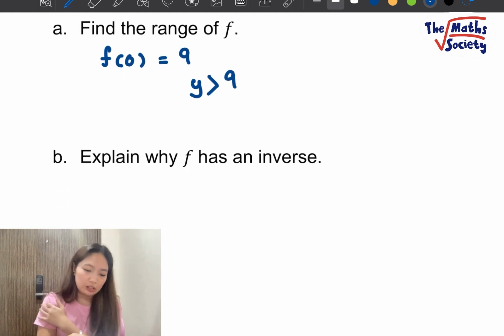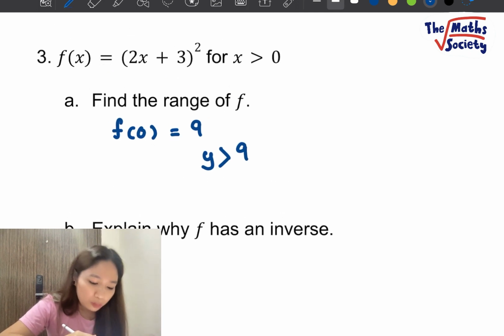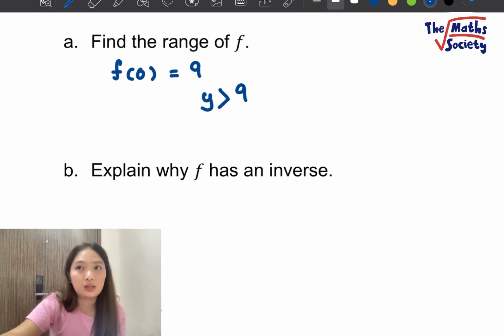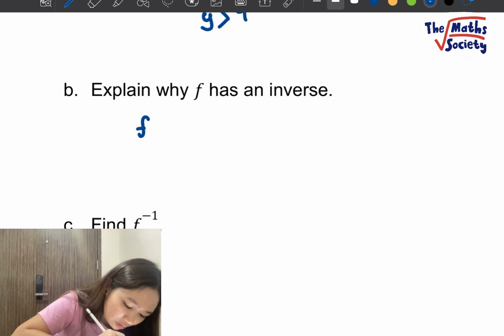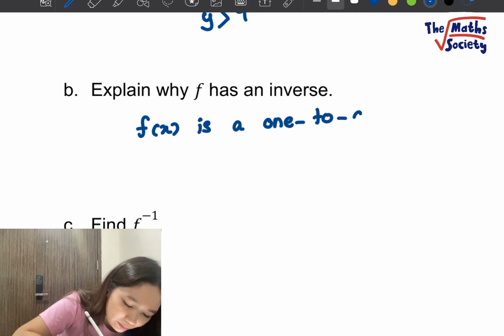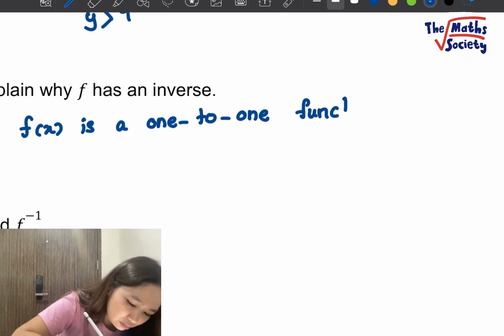So now I have to explain why function f has an inverse. Normally when they ask me to explain why my function has an inverse, I would just write that my function is a one-to-one function. So that's what I'm gonna do here, because f of x is a one-to-one function. Only a one-to-one function can have an inverse.